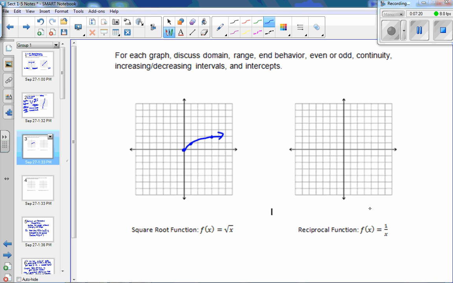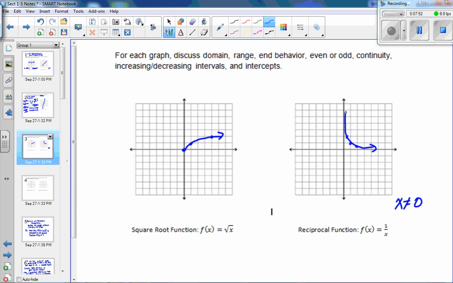The reciprocal function, and it's also a rational function. This one, I'm going to plug in some values. First of all, notice that x cannot be equal to 0 because we get an undefined value. But if x is 1, 1 over 1 is 1. If x is 2, 1 over 2 is a half. If x is a half, 1 over a half, you'd flip that over and you'd get 2. And so we end up getting a graph that looks like this.